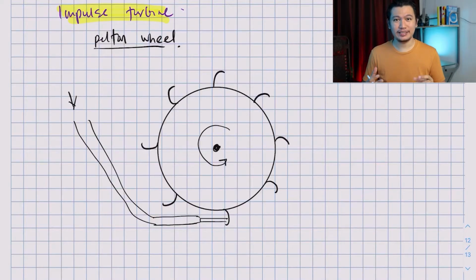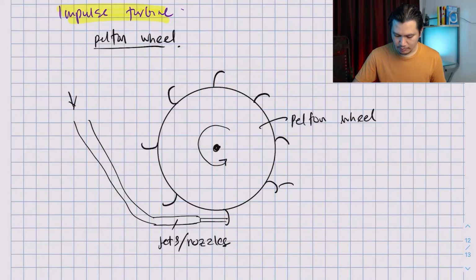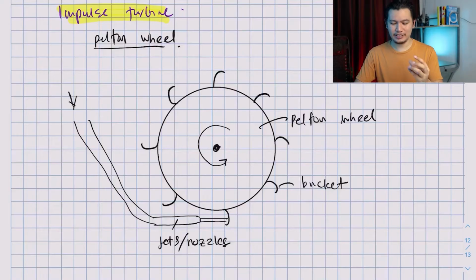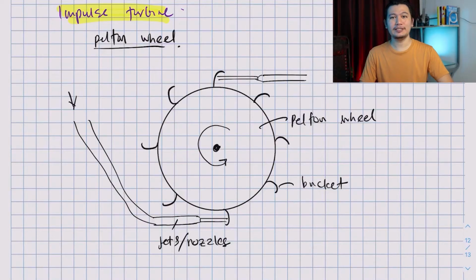And a Pelton wheel can have multiple jets or multiple nozzles. Okay, this is called the jet or nozzle, right? And this is called the Pelton wheel, and this is called the bucket. In case of multiple nozzles, let's say it's got two nozzles, so this might be another nozzle, right? That's also going to inject water into the wheel.